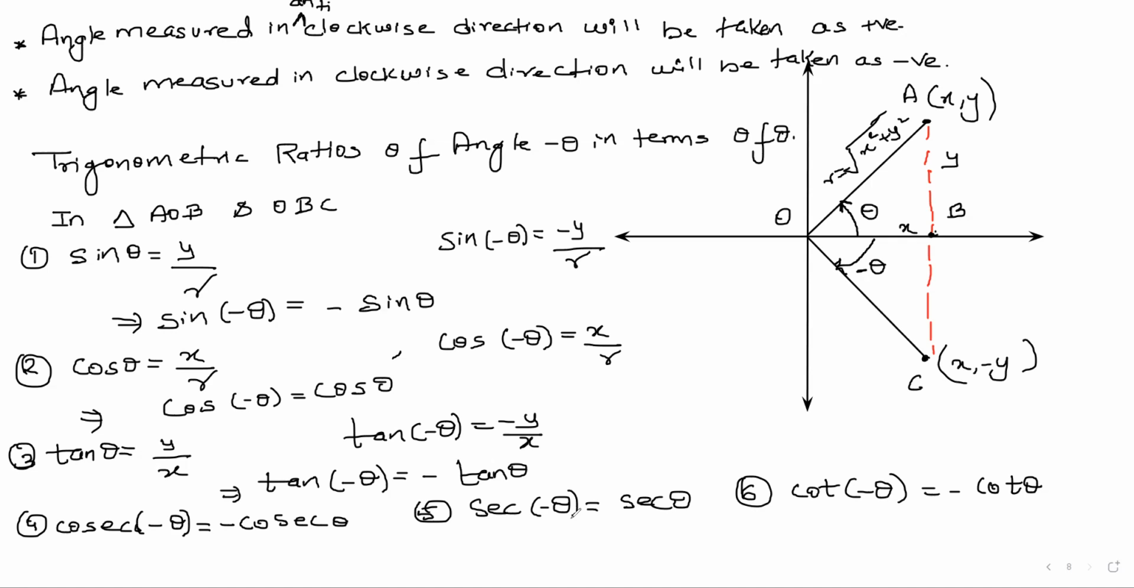सर ये क्या सिर्फ फर्स्ट और फोर्थ क्वाड्रेंट के लिए एप्लीकेबल है? नहीं, for any quadrant this is applicable. So we need to learn these formulas. Okay, that only cos and sec are positive, and all the other ratios are negative.